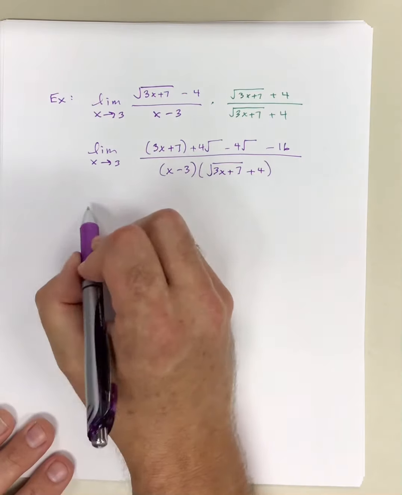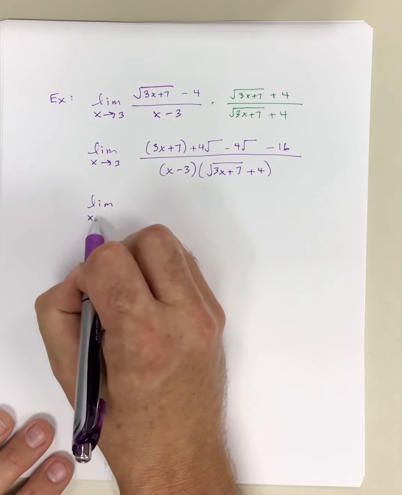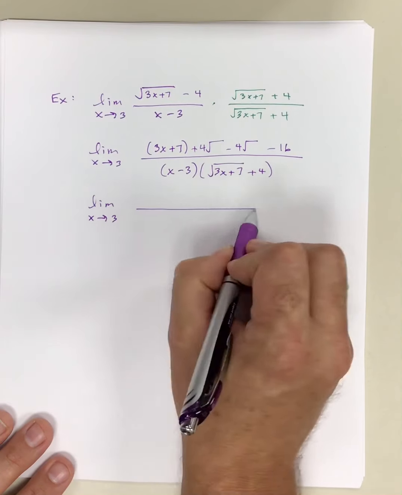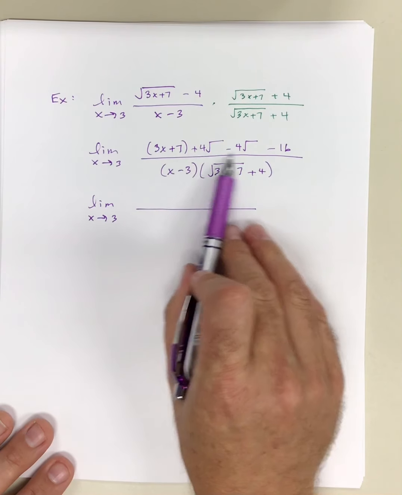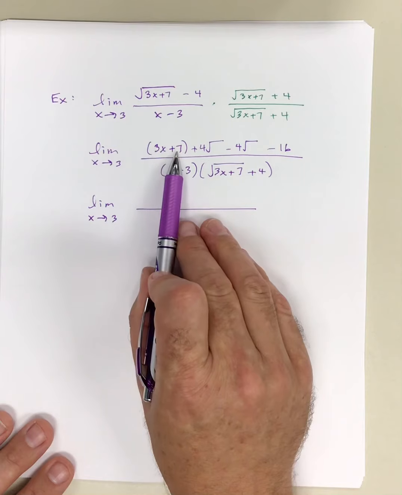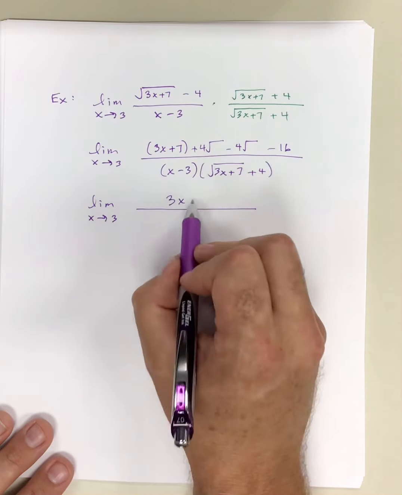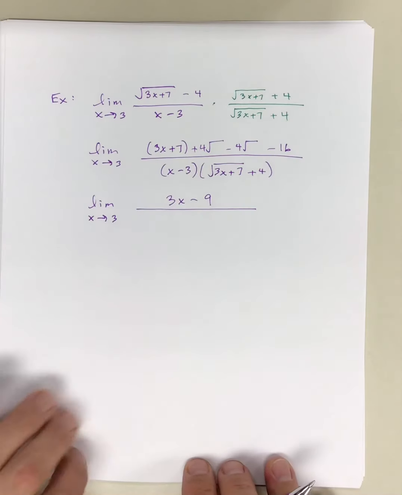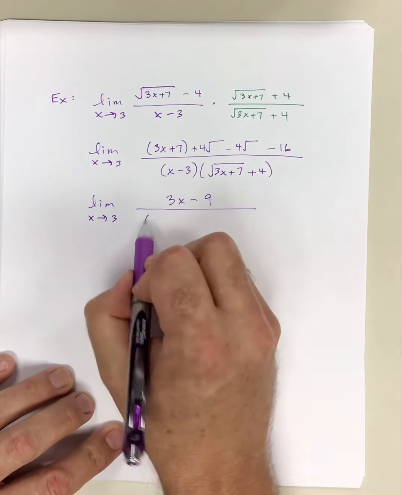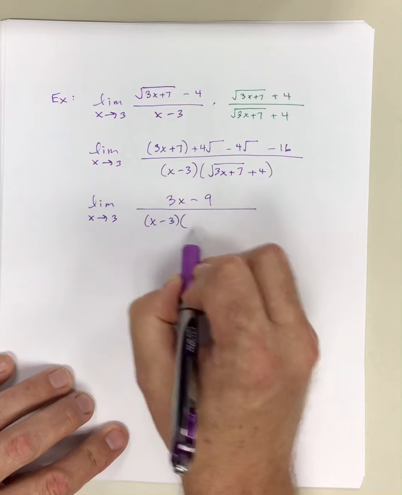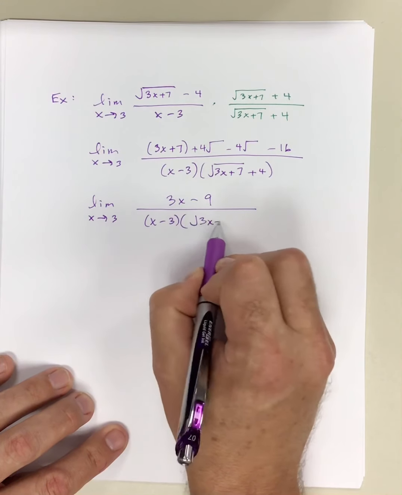So let's see what happens as we clean this up. We have the limit as x approaches 3. In the numerator, the radical terms are gone. We have 3x plus 7 minus 16. That leaves us with 3x minus 9. And we still have our denominator expression.